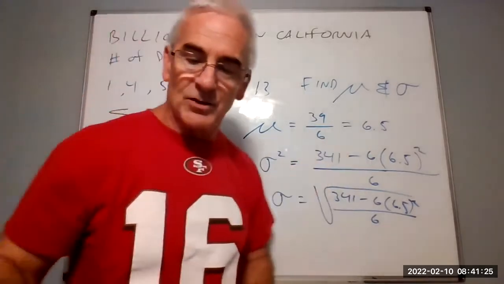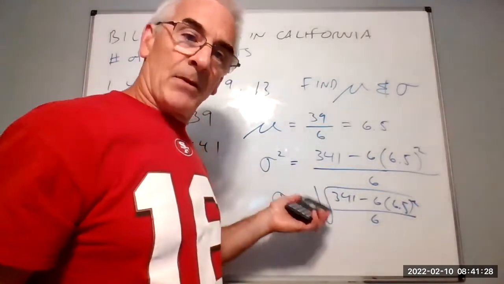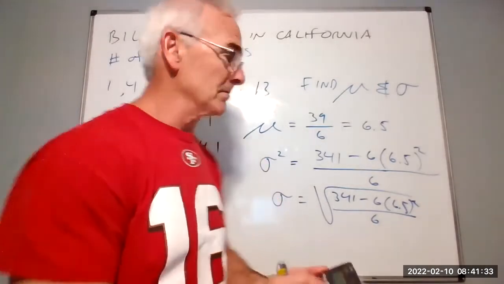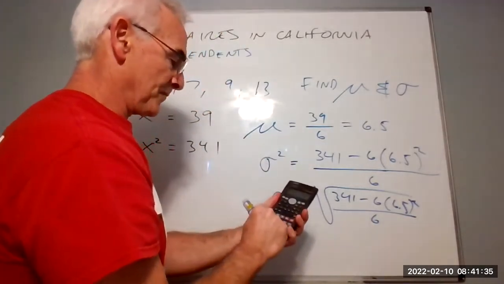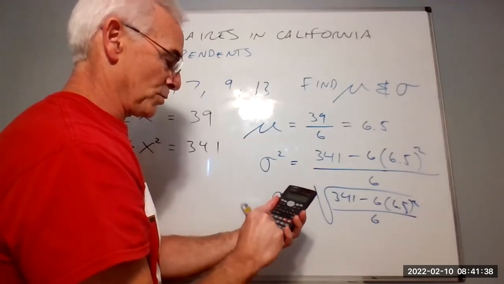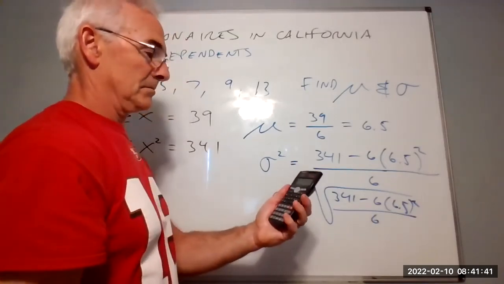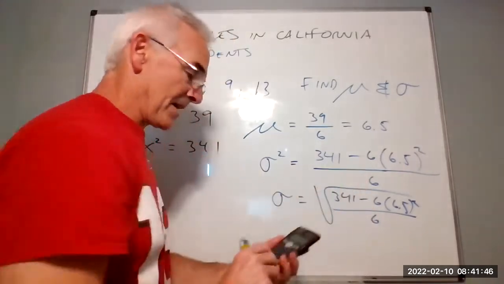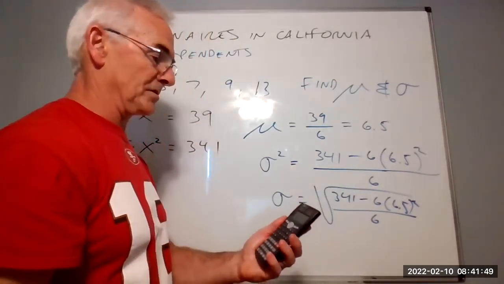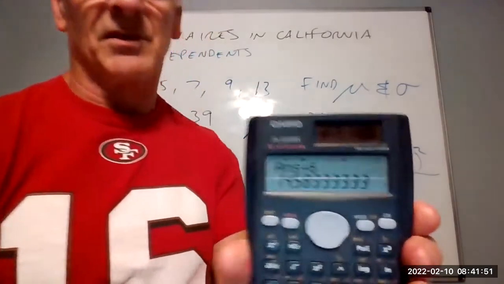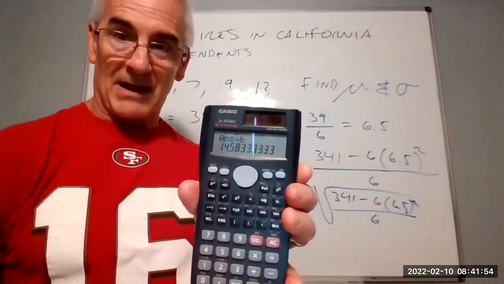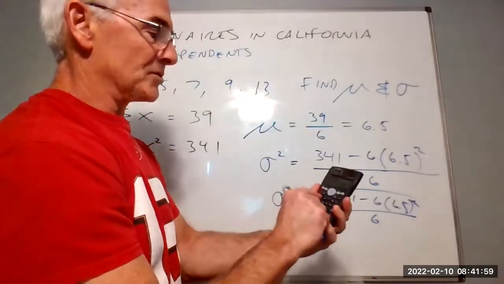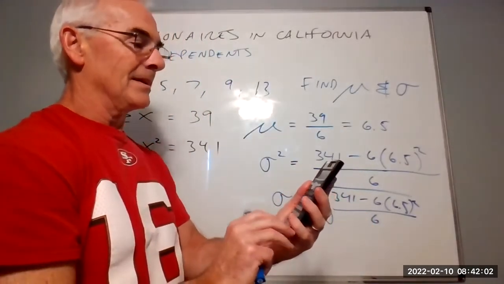Or an easier way to do it, this is what I like to do. Because when I do this, I have to use lots of parentheses. If you're lazy and you don't want to use lots of parentheses, you can go like this. Do my numerator, 341 minus 6 times 6.5 squared equals. Now my calculator says 87.5. All right, now I'm going to take that value and divide by 6 equals. And now my calculator says something big and ugly. I'm not writing that number down. I'm taking the square root of that number. So now what do I do? I hit the square root button and then I hit equals.